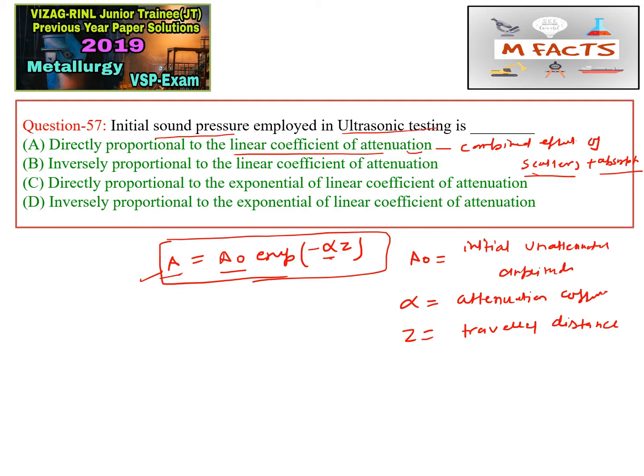So from here you can observe that initial sound pressure is basically proportional to the exponential of the linear coefficient of attenuation. So option C is the correct answer for this question.